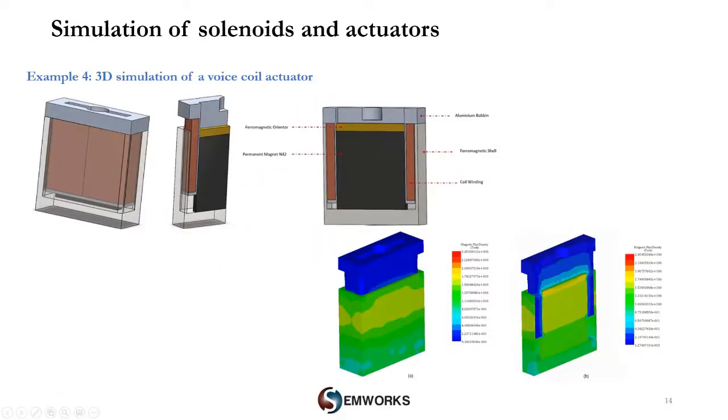Now we come to our last example, which is a voice coil actuator, where the coil is the moving part. Some field plots are shown in this slide. As you can see, this example consists of a voice coil. The moving part of this voice coil actuator is now the coil, not the magnet.